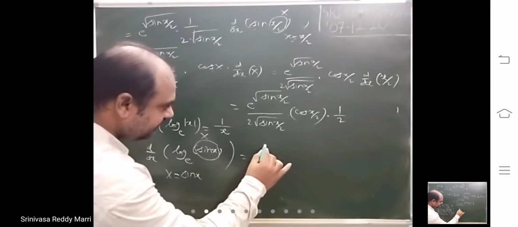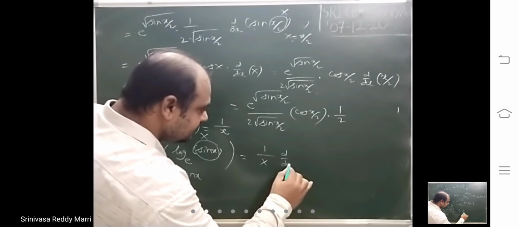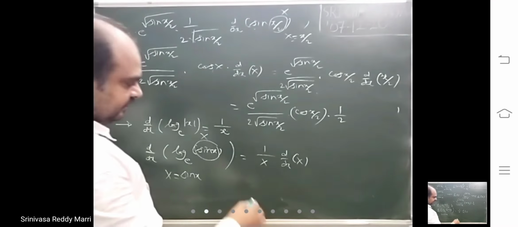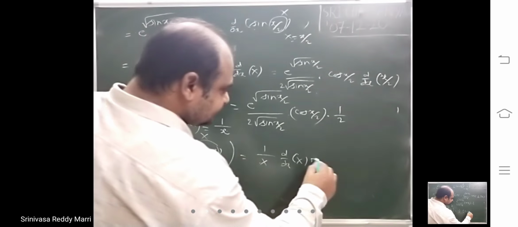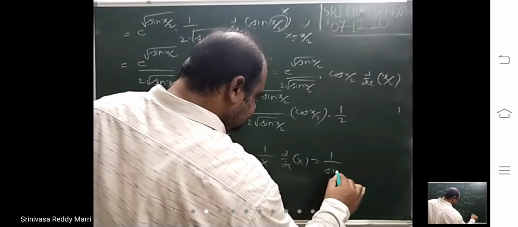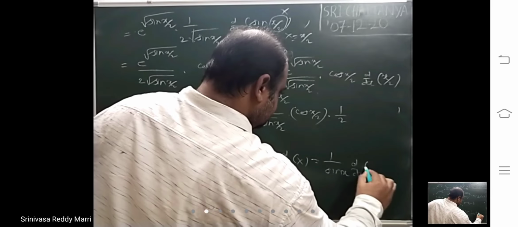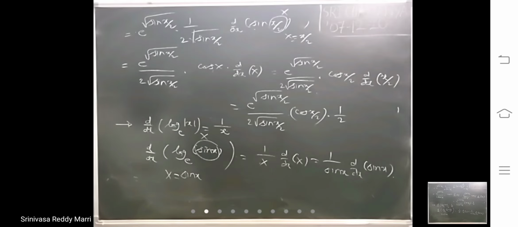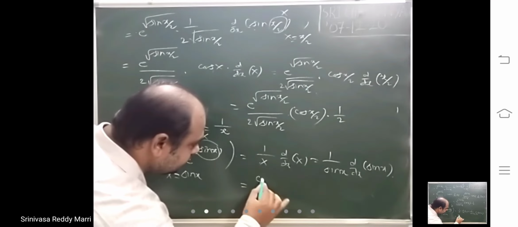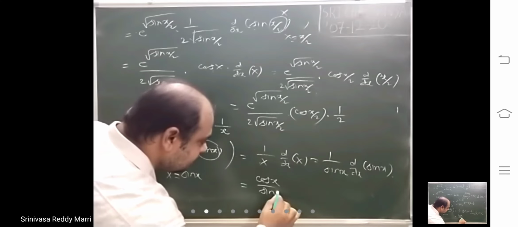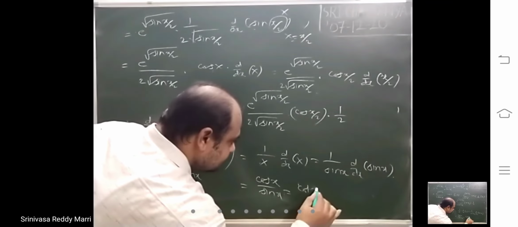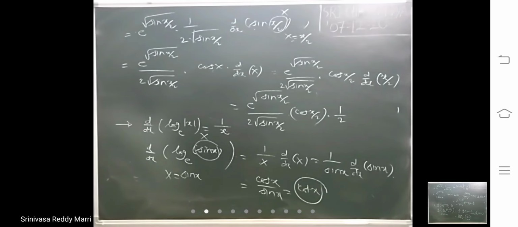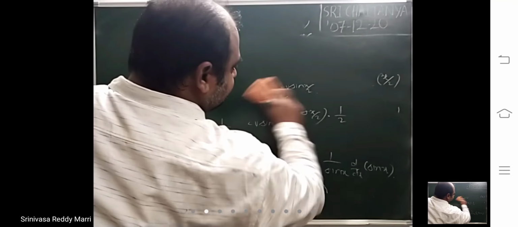That means d by dx of log capital X is 1 by capital X into d by dx of capital X. So 1 by capital X is 1 by sin x into d by dx of sin x. D by dx of sin x is a standard rule. That ends the differentiation. The answer is cot x. If in a step you get a standard rule, then the differentiation is over. So the derivative is cot x.